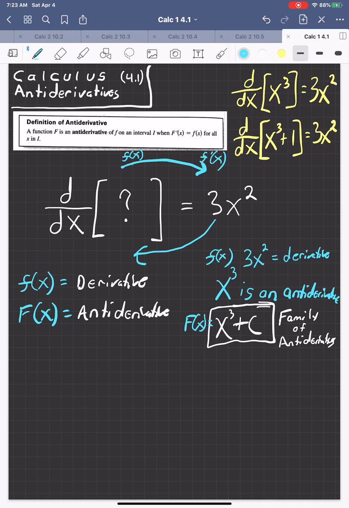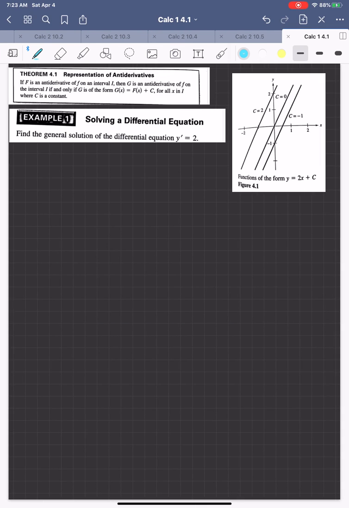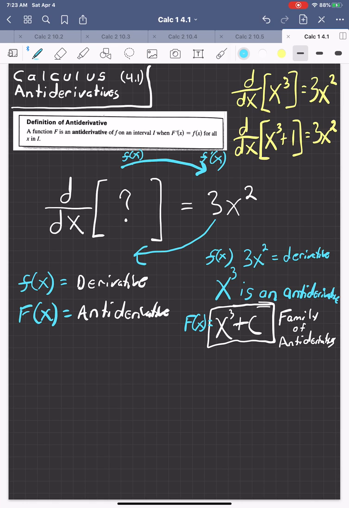Now let me see how much space I have here. Let me talk a little bit about the notation that we're going to use for antiderivatives. I think it'll be easier if we simply start with something we already know. So if we start with dy/dx is equal to f prime of x.